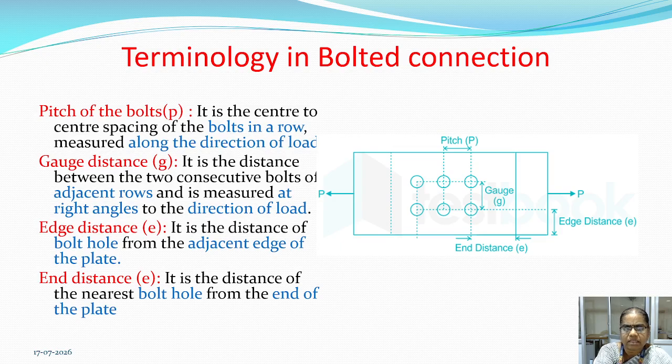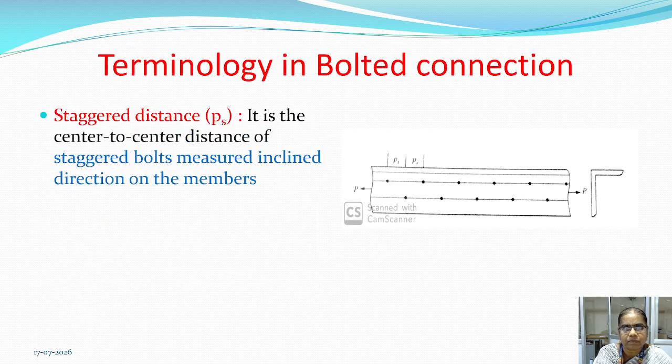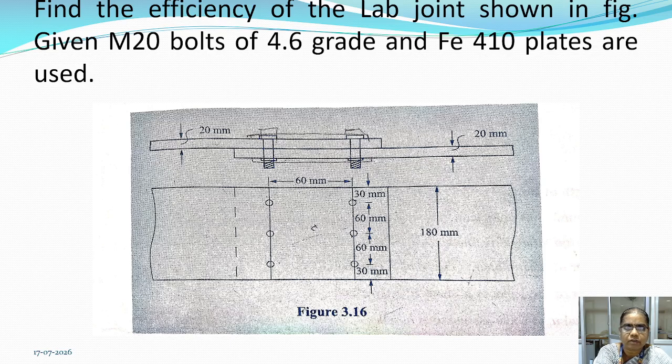Edge distance is the distance between the bolt hole and the adjacent edge of the plate. End distance is the distance of the nearest bolt hole from the end of the plate. Staggered distance is the center to center distance of staggered bolts, measured in the inclined direction of the member. Now we are going to discuss the efficiency of the lap joint.